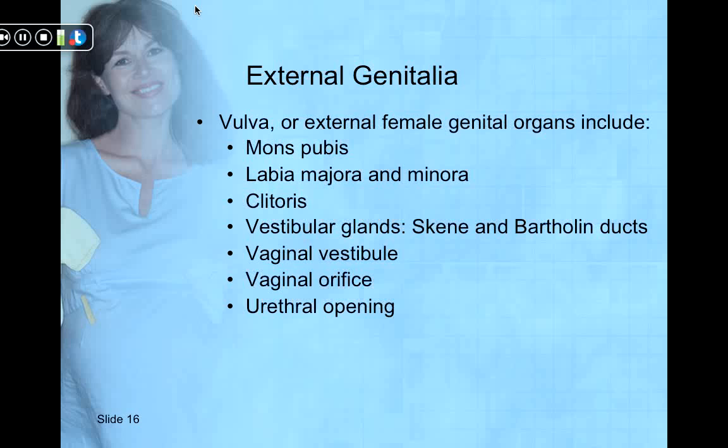You've got the clitoris, which is erectile tissue. Also in the external genitalia exam, the vestibular glands, the Skene's glands, which are the periurethral glands that you can't always see but are there and you can milk, and the Bartholin ducts. Sometimes that is an area where people will have cysts or abscesses come up that you have to address. You've got your vaginal vestibule, the vaginal orifice, and the urethral opening.